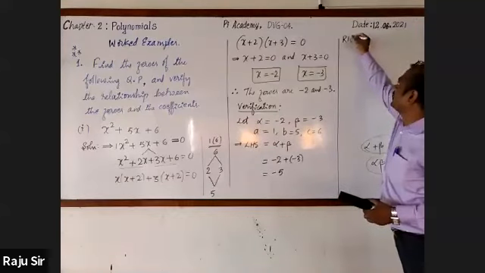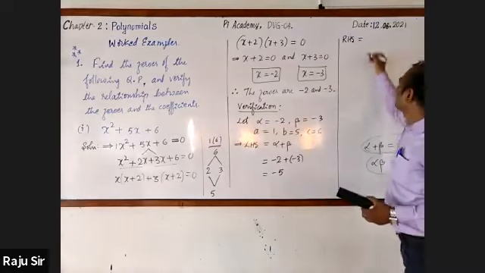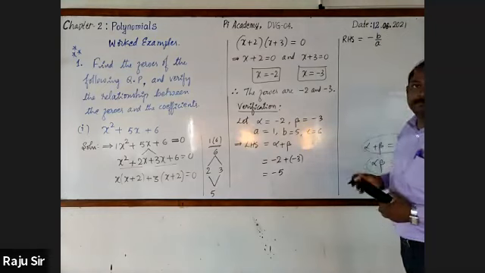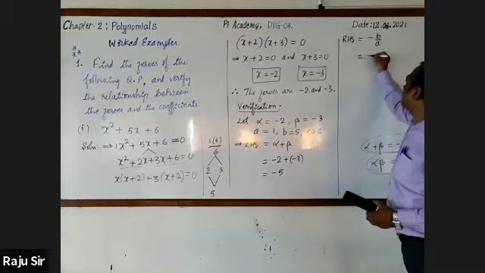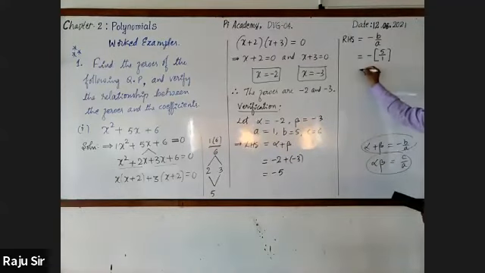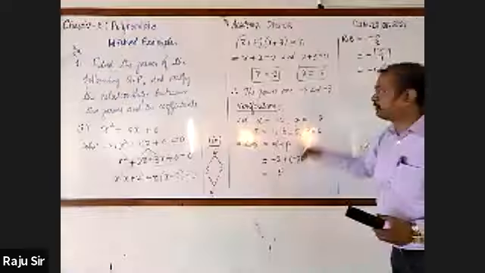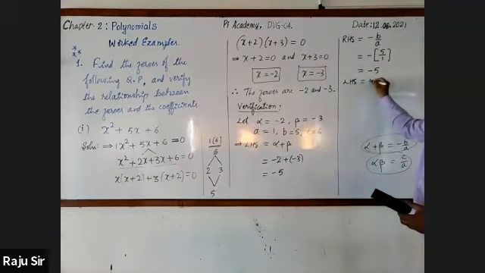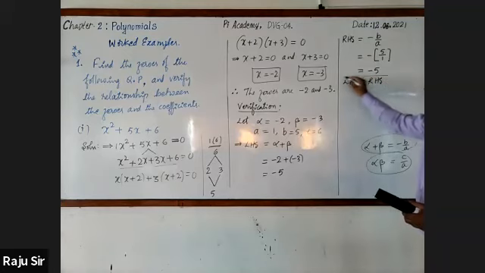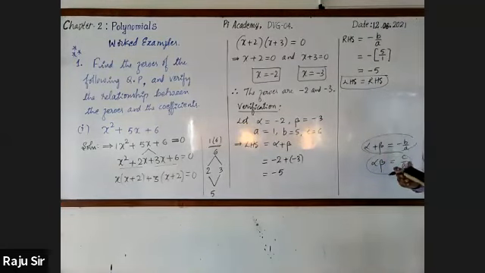I take RHS part. RHS is minus b by a. I'll write minus as it is. b by a, where b is 5 and a is 1, so 5 by 1. This is equal to minus 5. LHS is minus 5, RHS is also minus 5. LHS equal to RHS, which means that alpha plus beta is equal to minus b by a. Hence it is verified.